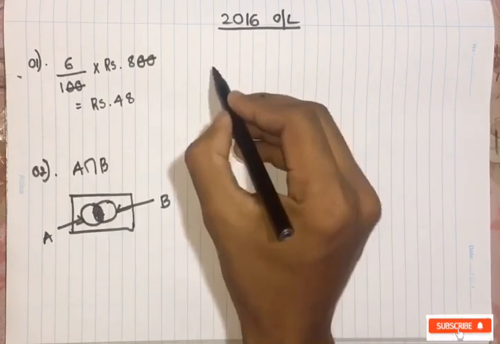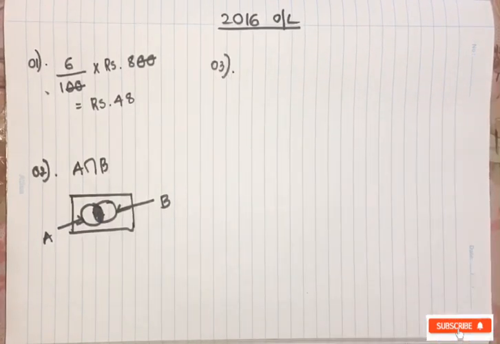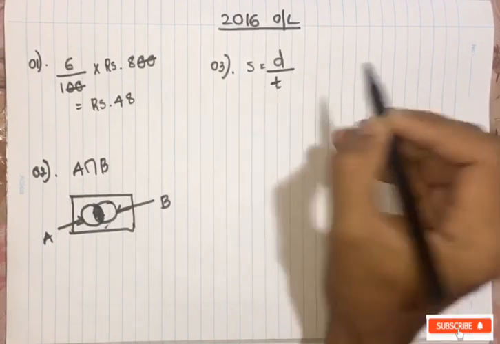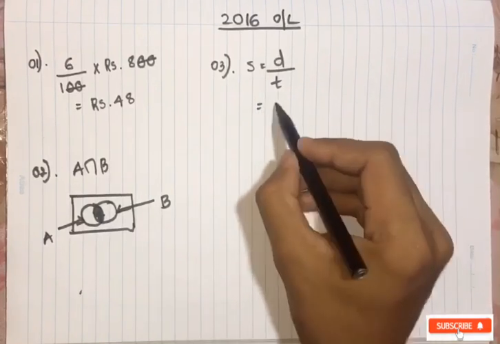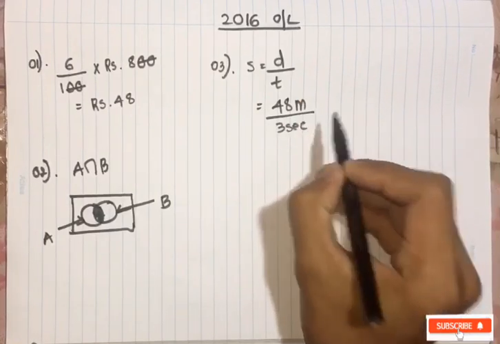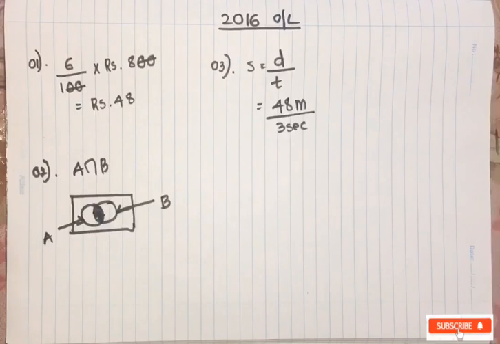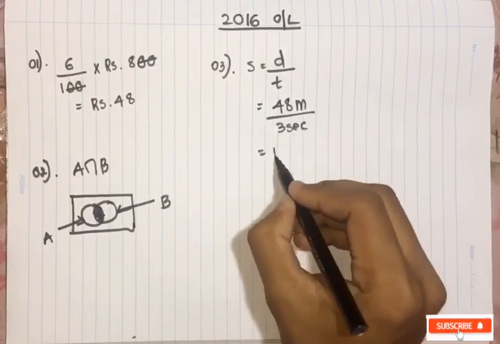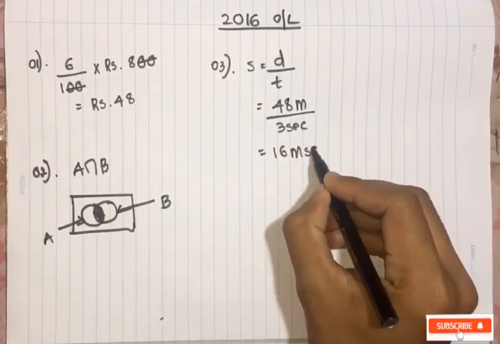The third question, they have said a bus which moves at a uniform speed travels a distance of 48 meters in 3 seconds. You have to find the speed. Speed is equal to distance divided by time. So the distance given is 48 meters, 48 meters divided by 3 seconds. Also, they have asked you to find the speed in meters per second. So this is in meters, this is in seconds. You don't have to convert anything here. So the answer will be 48 divided by 3 is 16 meters per second.